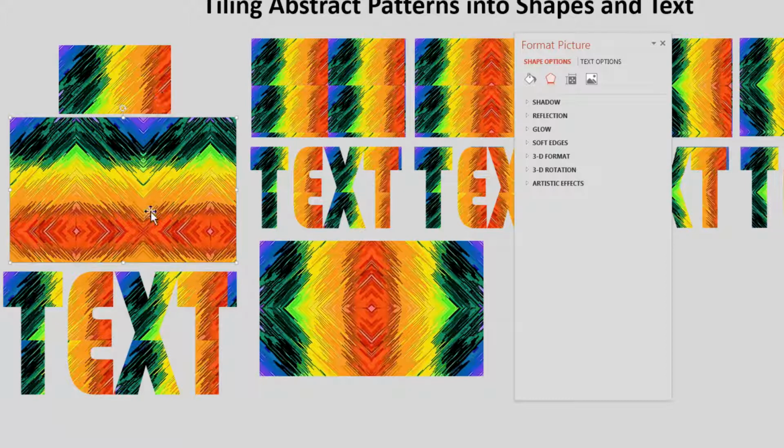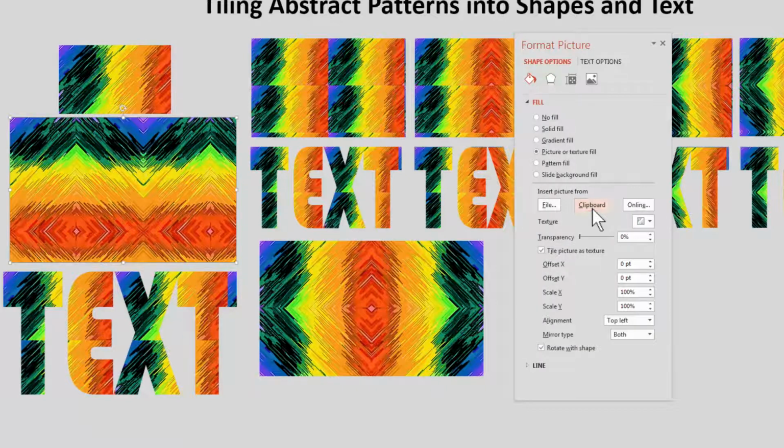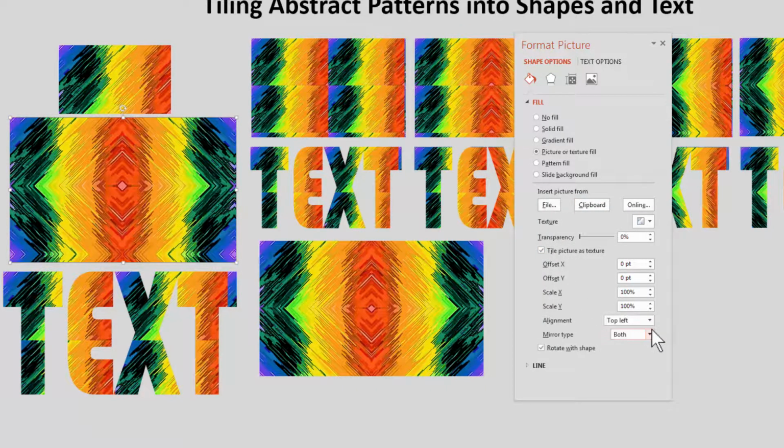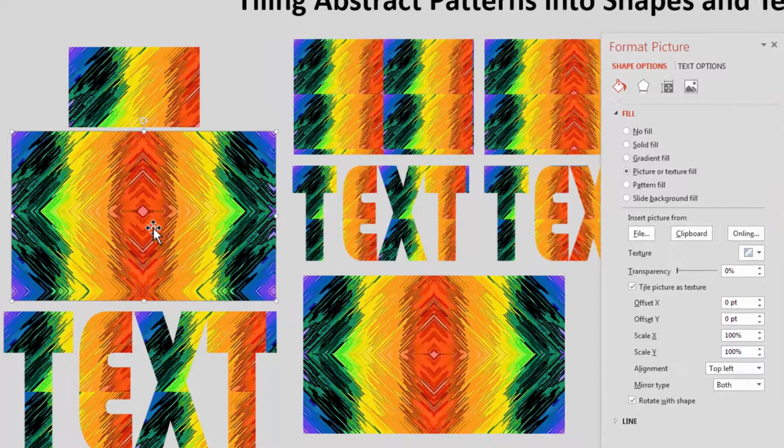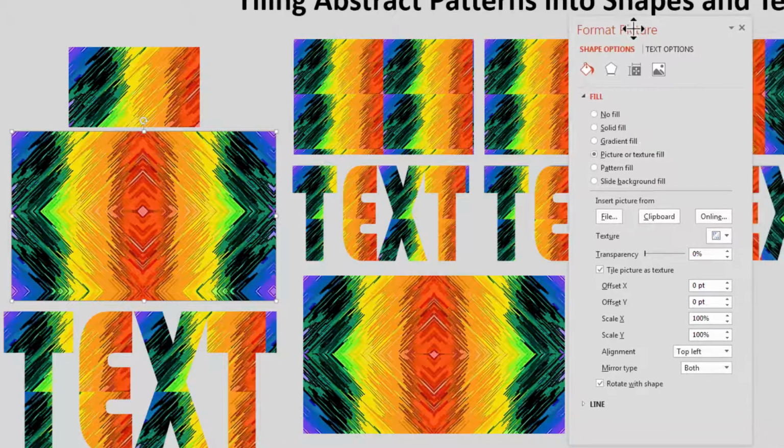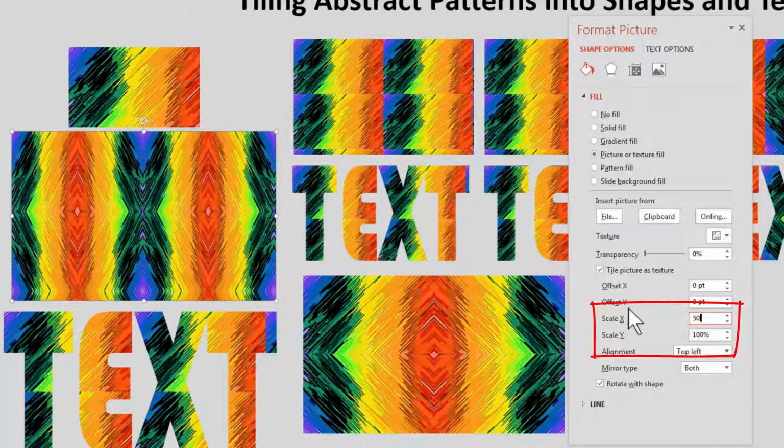Now you also have this option here. Let me just go back and take this one, and let me just put that back in there. I'll tile it and I'll say both. So we got a nice pattern. Okay, now watch this. I can also make this pattern a lot smaller. So you see under scale, by default it's 100%. So I can extend this pattern by making it smaller. So let's say I make 50% on both of those.